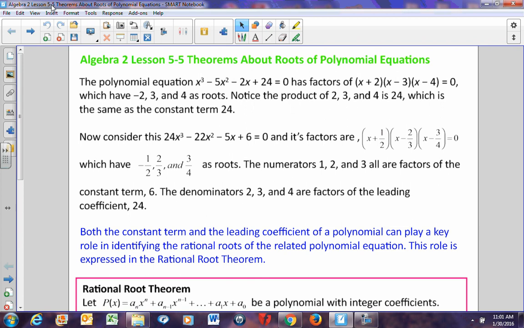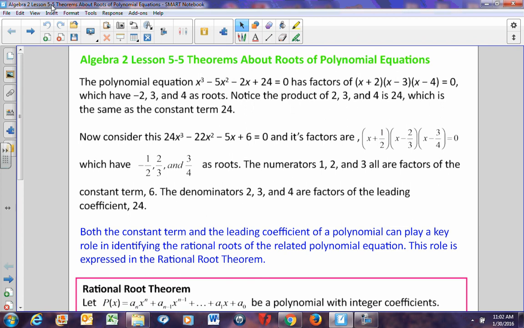Now let's consider this. Let's say 24x to the third minus 22x squared minus 5x plus 6. Its factors are x plus 1/2, x minus 2/3, and x minus 3/4, all equal to 0, which means it has roots of negative 1/2, 2/3, and 3/4. The numerators 1, 2, and 3 are all factors of the constant term 6, because 1 times 2 times 3 is 6. The denominators 2, 3, and 4 are all factors of the leading coefficient, 24.